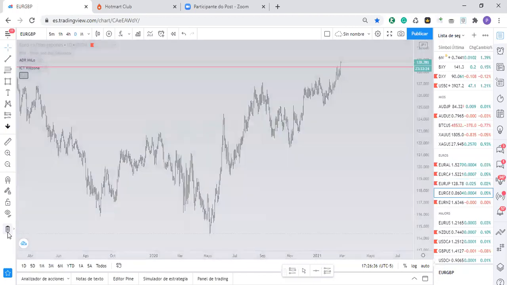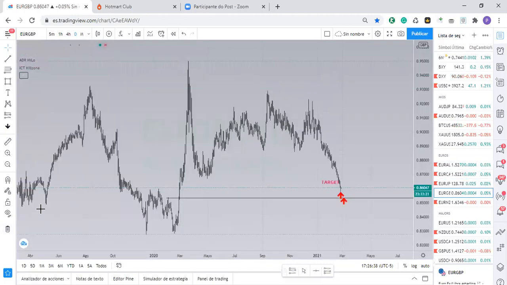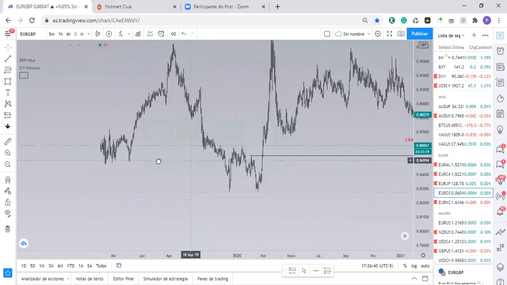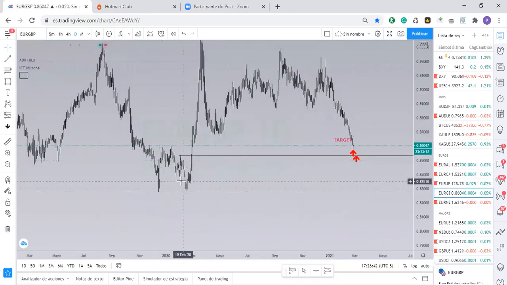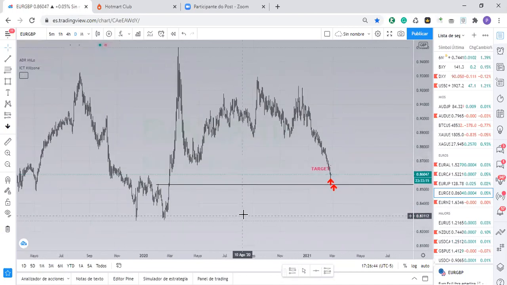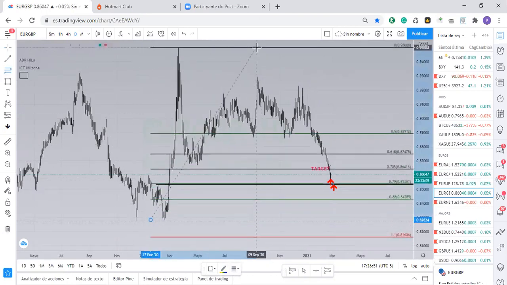This happens in all of them. Euro GBP, initial consolidation. We are in a discount array, so we need to wait. If you want to sell, you need to wait. Why? The price retraces up and goes down. Now we're in a discount array. Let me grab my fib.